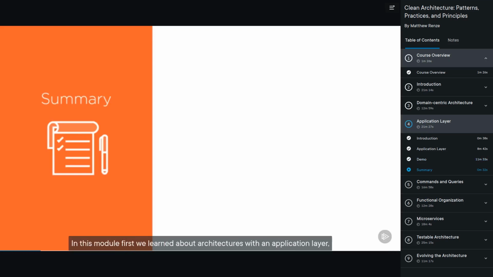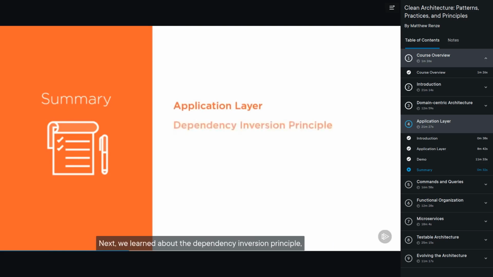In this module, first, we learned about architectures with an application layer and how this differs from a traditional three-layer architecture. Next, we learned about the dependency inversion principle and how we can use it to make our architecture more flexible and maintainable. Then, we learned about the pros and cons of implementing an application layer. Finally, we saw a demo where we walk through the code used to implement a command in the application layer of our demo application. In the next module, we'll learn about command query responsibility separation in our architecture.